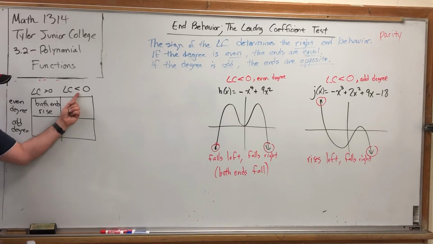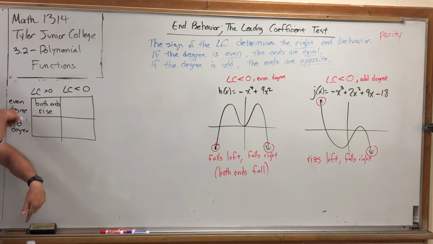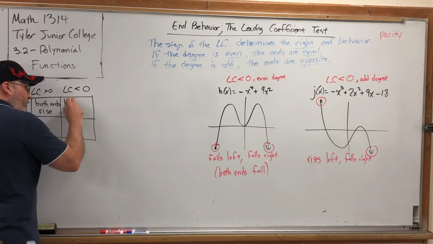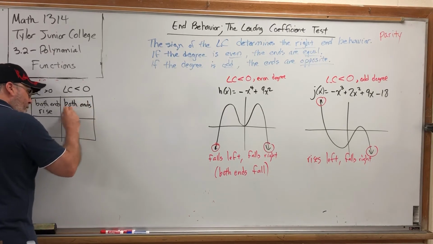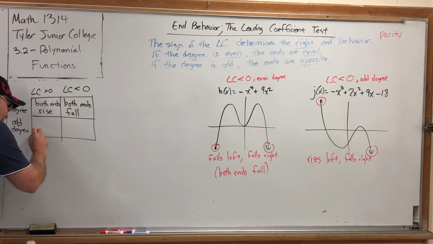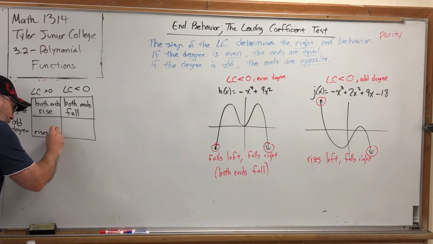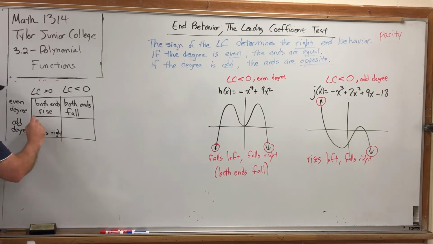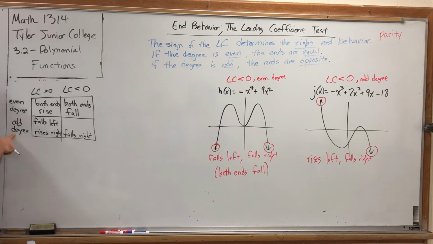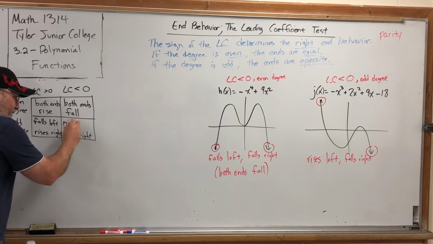However, if the leading coefficient is negative, that tells you the right end falls. Even degree means equal ends. So if the leading coefficient is negative and the degree is even, then both ends fall. But for the odd degrees, they're opposite ends. So positive leading coefficient means that it rises right. But if they're opposite ends, that means it falls left. But if the leading coefficient is negative, that means it falls right. But odd degree means opposite ends, so that means it rises left.